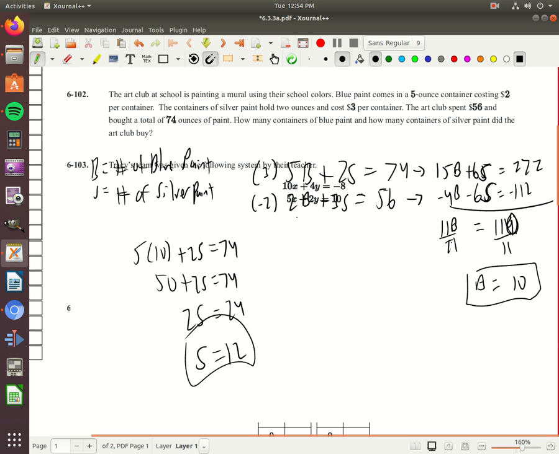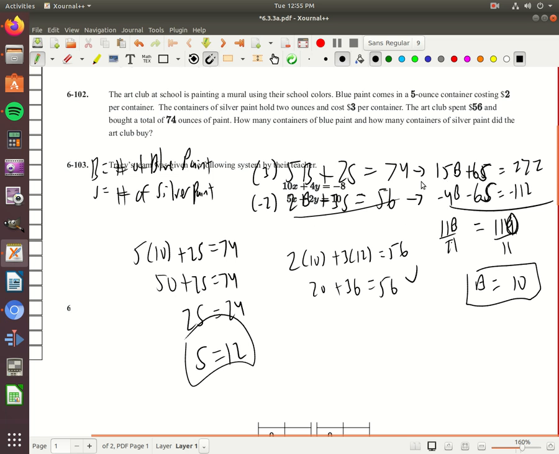But again, I'm going to go into this last equation, which is 2b plus 3s. So 2 times 10 plus 3 times 12, to make sure that it equals 56. And I get 20 plus 36 equals 56. So that is correct. 10 blue containers and 12 silver containers.